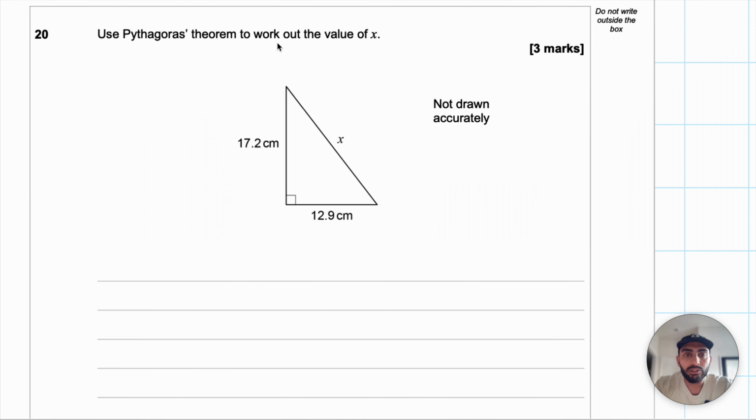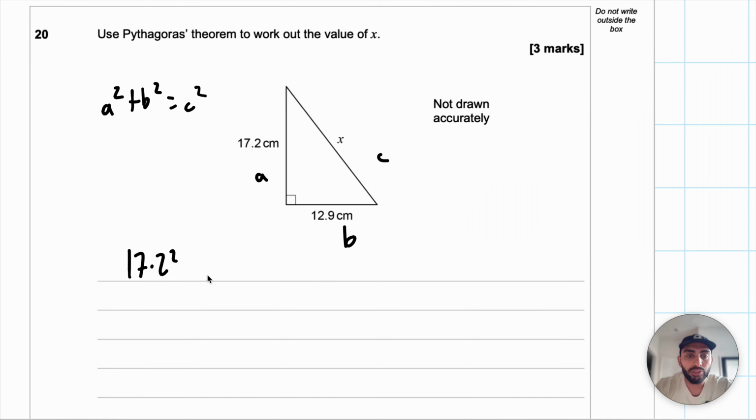Question 20. Use Pythagoras to work out the value of x. Pythagoras is just a squared plus b squared is equal to c squared, where c is the longest side and a and b are the shortest sides. It doesn't matter which way around. So the easy way to do this is if you have a longer side, you're going to square them, you're going to add them, and you're going to square root it. So we're going to square them first.